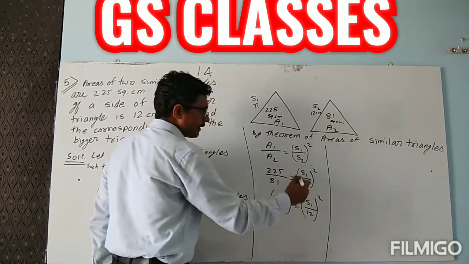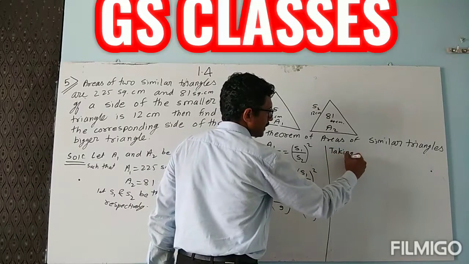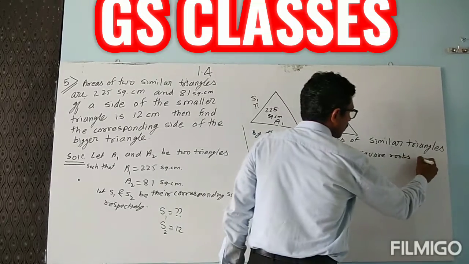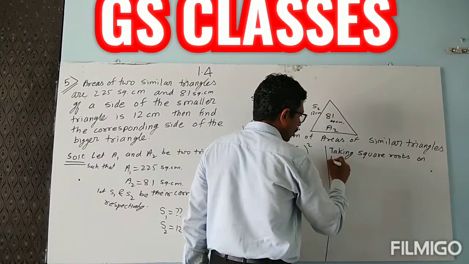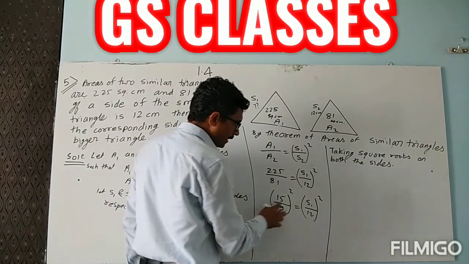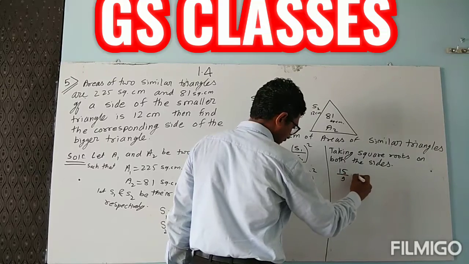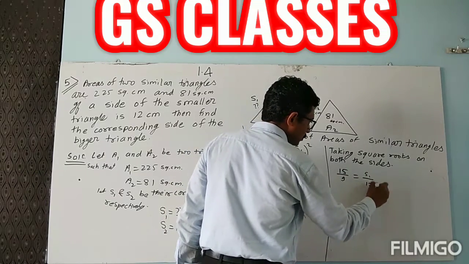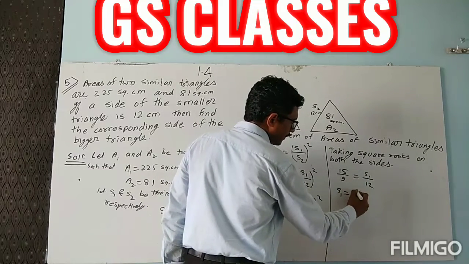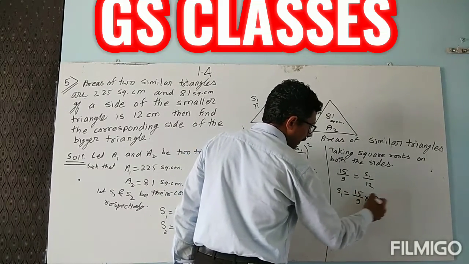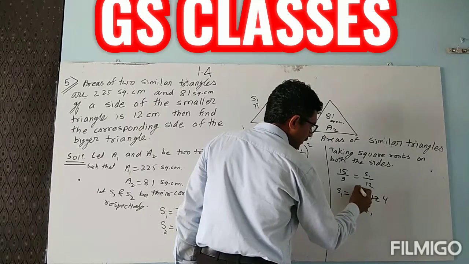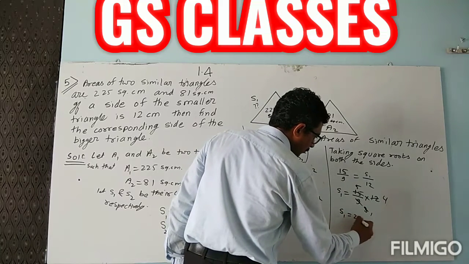by taking square roots on both the sides. 15 by 9 I will keep as it is. Here S1 upon 12. Children, S1 is now going to be 15 upon 9 into 12. 3 nines are 9, 3 fours are 12, 3 fives are 15.